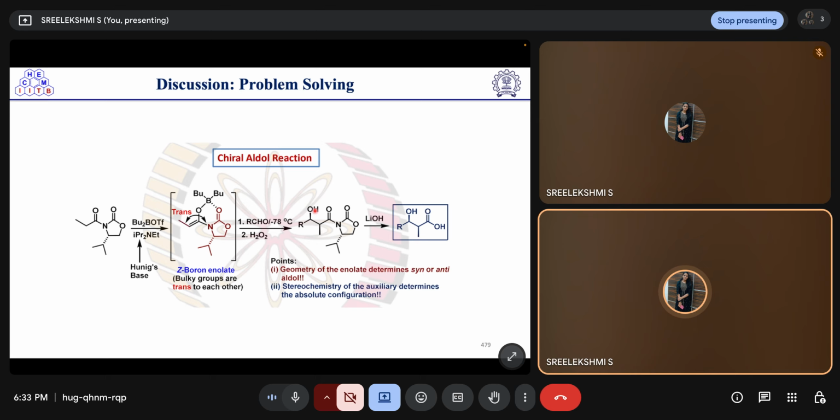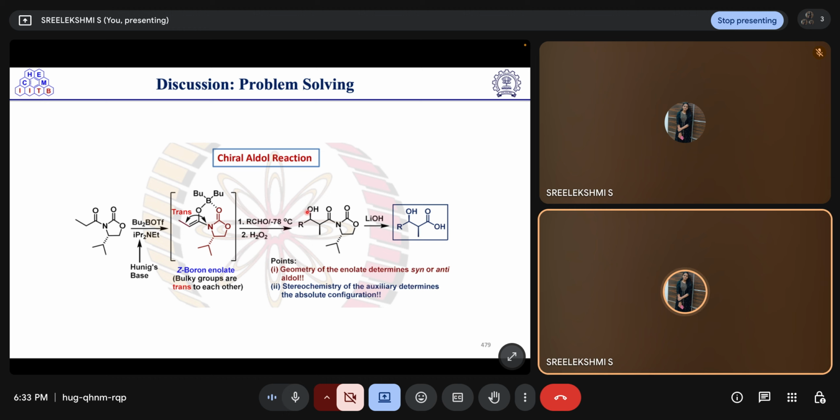Or on the other hand, if we consider this is Z boron enolate, it will give syn-aldol. So syn-aldol means OH and methyl are on the same side, that is, OH and methyl can be either above, or OH and methyl can be below. So that's what is given here.